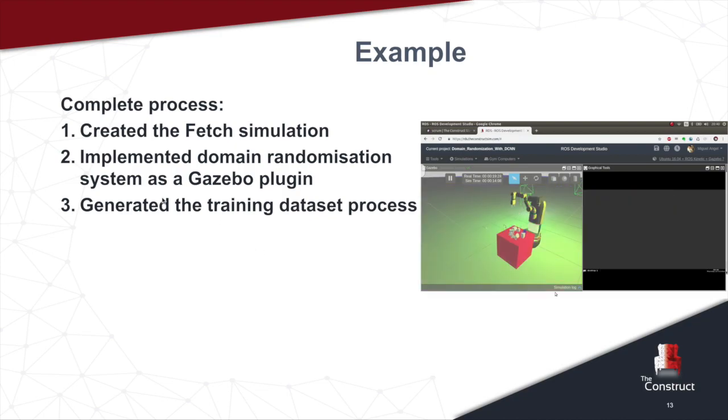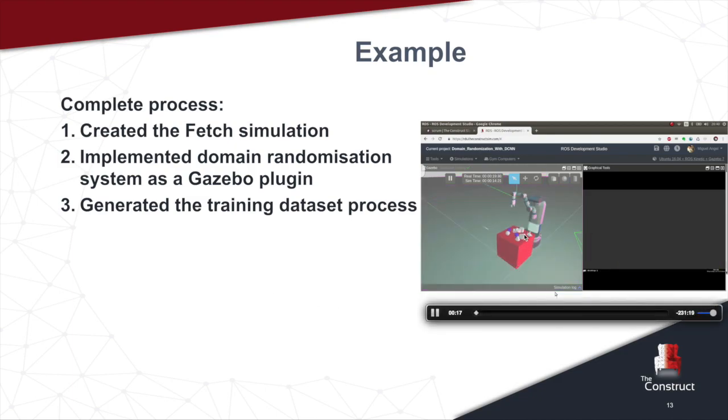Then we use all this, the simulation and the domain randomization plugin, to generate the training dataset. That dataset is the one that would be used in a future step to train the visual system. As you can see here, this training system consists of first launching all the objects in a random way with different lighting conditions, then taking a capture from the image visual system, from the cameras that you can see on the right.